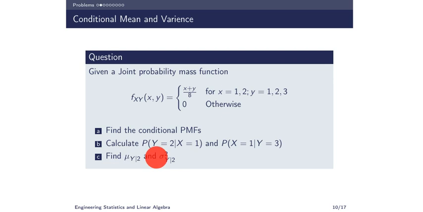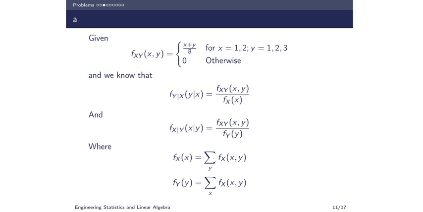Find the conditional probability mass functions, that is f x given y as well as f y given x. Calculate the probability of y equal to 2 given x equal to 1, and x equal to 1 given y equal to 3, and find mu of y given x equal to 2 and variance of y given x equal to 2. So here, x equal to 2 is in these two cases. So we'll move to the first part of the question.